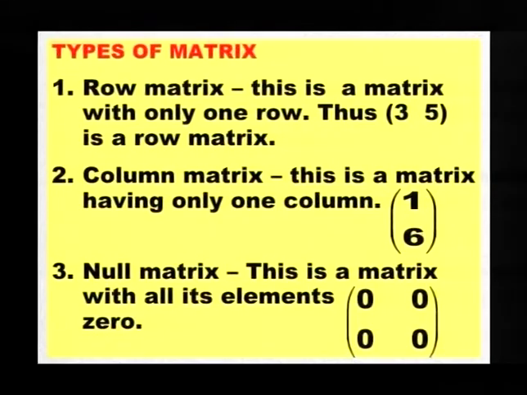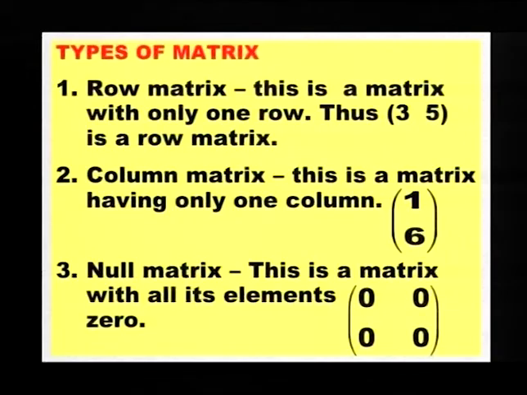Okay, I'll just go over the types of matrix and then we'll finish, because this is just an introduction. The types of matrix, just like you have types of sets. The first one is called a row matrix. This is a matrix with only 1 row. So (3 5) is a row matrix. Number 2, column matrix. This is a matrix having only 1 column. Note the difference. Row matrix is only 1 row and column matrix is 1 column. So (1 6), written as a column, is a column matrix. Null matrix. This is a matrix with all its elements 0. That's straightforward.